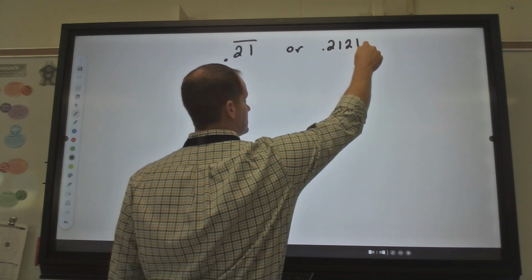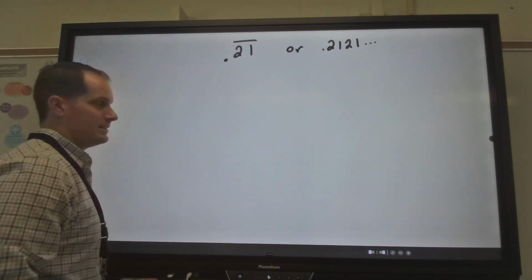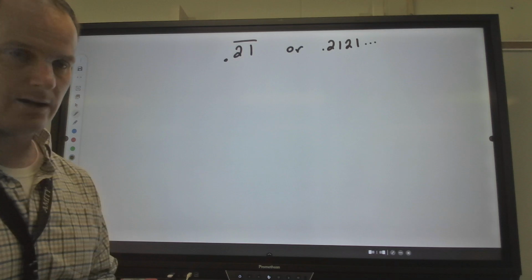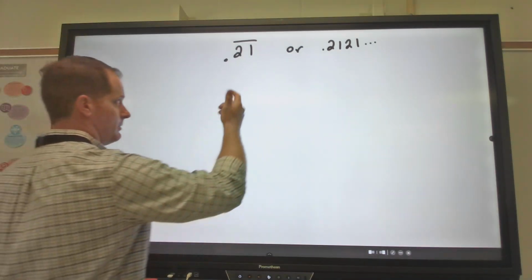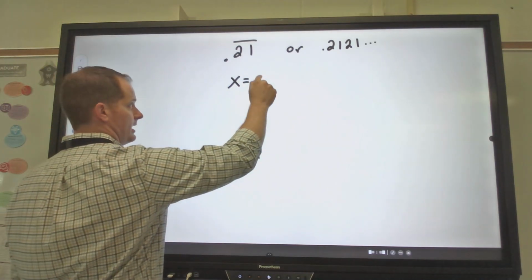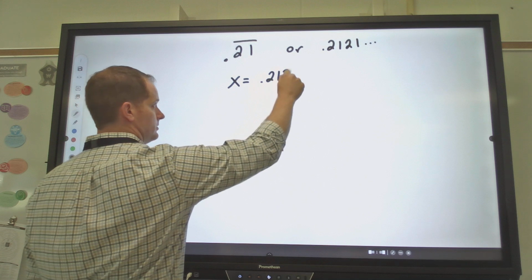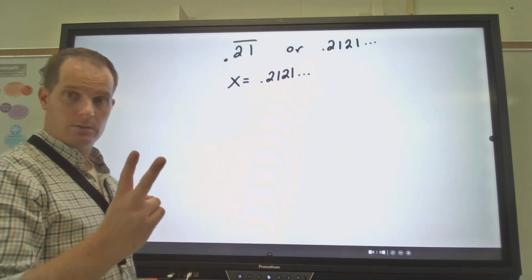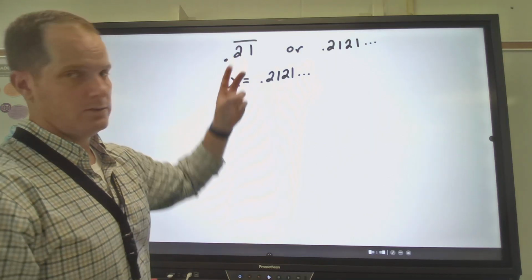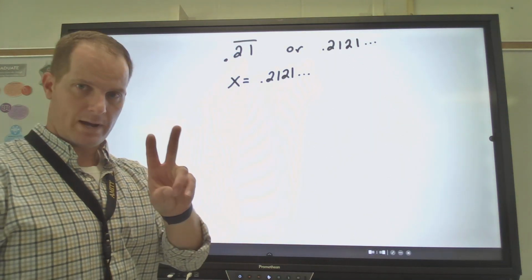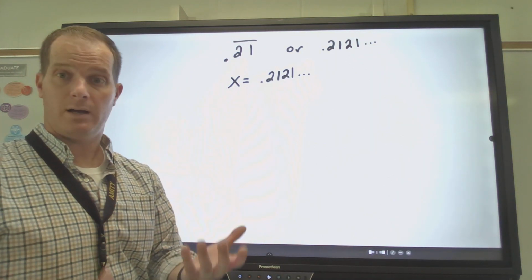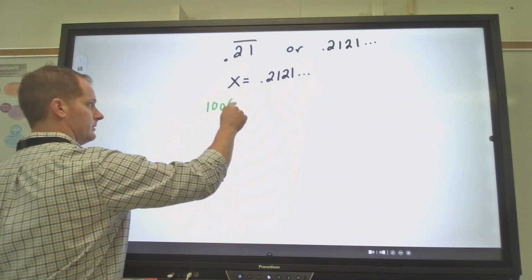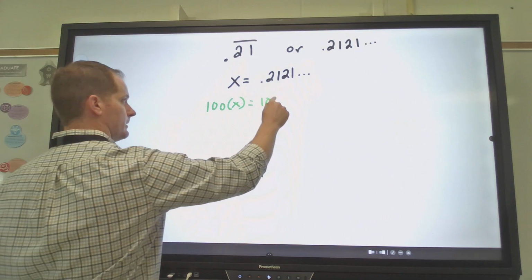So now we have 2 digits that are repeating infinitely. The same process still kind of applies. We start with identifying a letter that represents this. Maybe we'll choose x. X is 0.2121 infinitely. How many digits are being repeated? Well, 2, right? There are 2 digits. So a power of 10, or 2 powers of 10, which would be 10 and 10, would be 100. We're going to multiply both sides of our equation by 100.